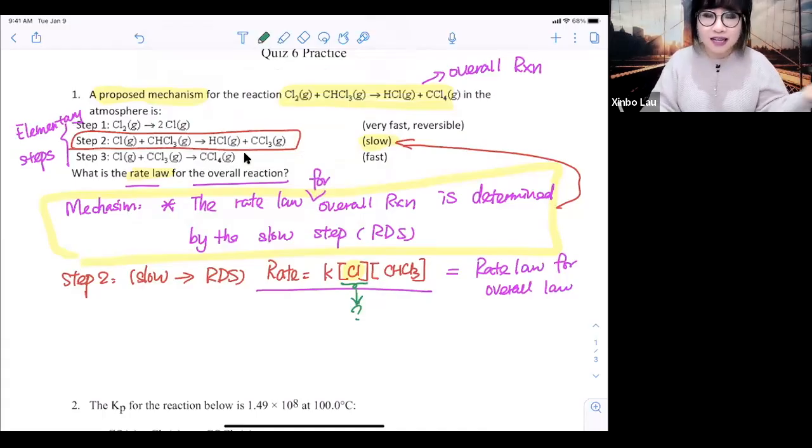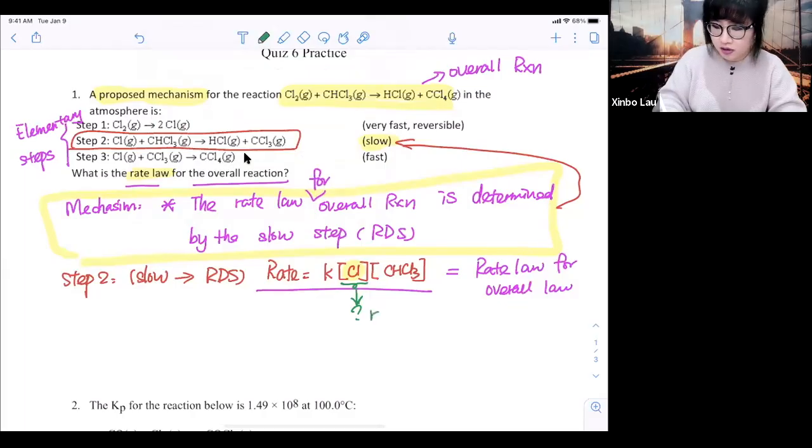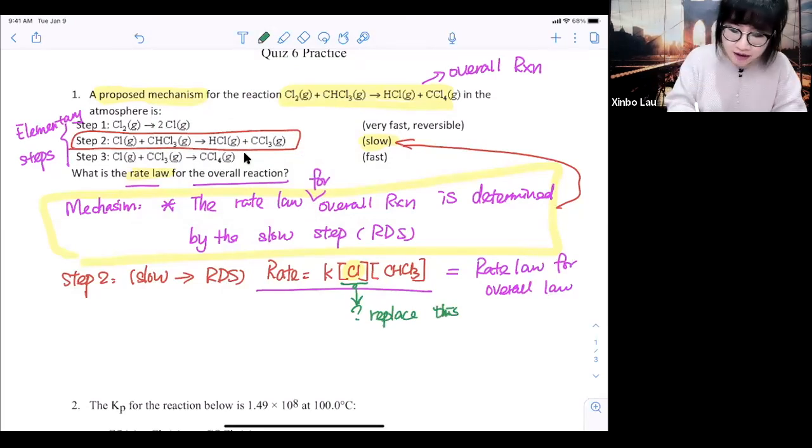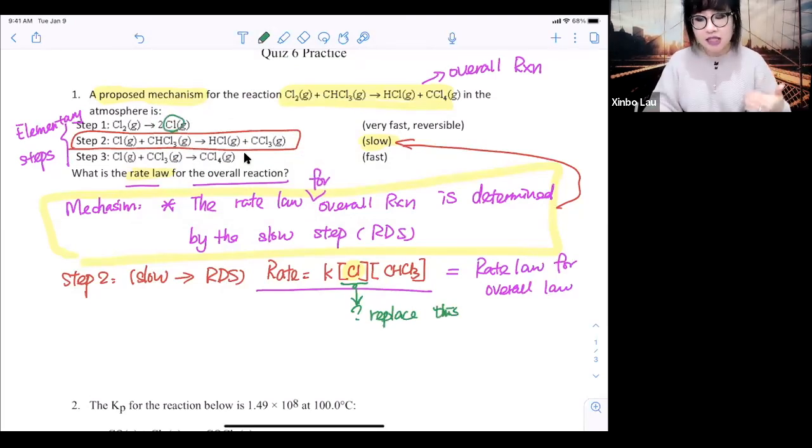Okay, so then the whole idea is, it's not even in the overall reaction. We need to swap it out. We need to replace it. Okay, so then you need to replace this. The way to replace this is to look at the previous step. In the previous step, you do have Cl involved, okay? And the previous step is a very fast step and reversible. Okay, so what does that mean?